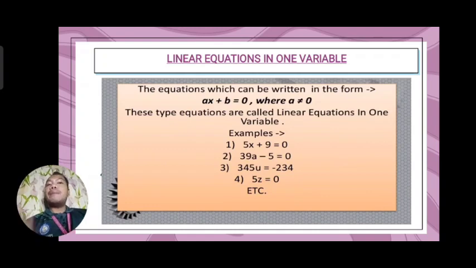For example, number 1, 5x plus 9 equal to 0. Number 2, 39a minus 5 equal to 0. Number 3, 345u is equal to negative 234. And number 4, 5z is equal to 0. So as you notice, they only have one variable. So we can determine that it is a linear equation in one variable.